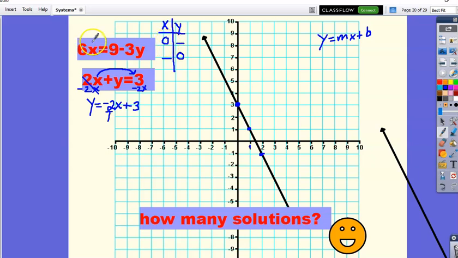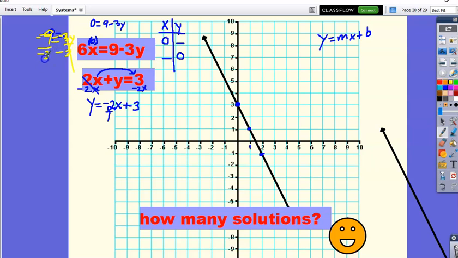So if I put a 0 here, 6 times 0 is 0. So that whole thing is a 0 now. So 0 equals 9 minus 3y is my equation. Okay, well now all I have to do is move the 9 to the other side. When it moves to the other side, it becomes a negative 9. So negative 9 equals negative 3y. All right, divide by negative 3.